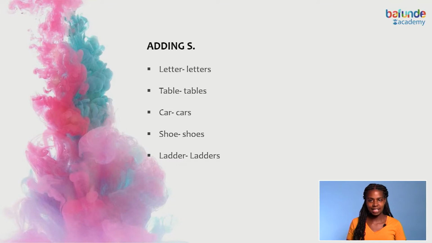So a noun can either be in singular or plural. So how does it form its plural? That's what I want us to look at. The first category is by adding an S. You take the word that is in singular, add an S, that automatically makes it plural. In words like letter, letters, table, tables, car, cars, shoe, shoes, ladder, ladders. So in those words that I've just read, you see it's just a matter of adding an S at the end. You take the word as it is, add an S, and it becomes plural.